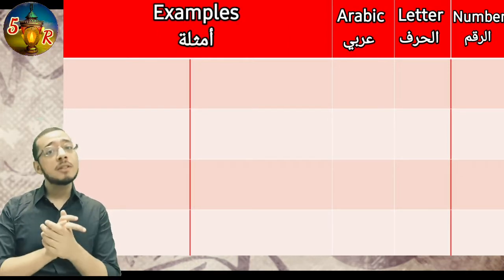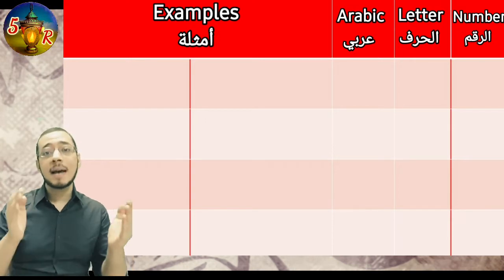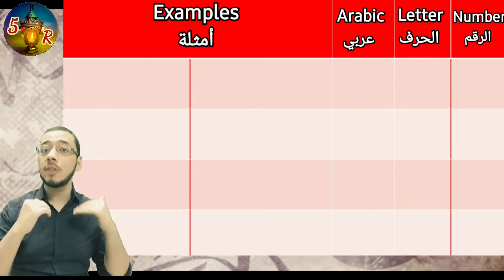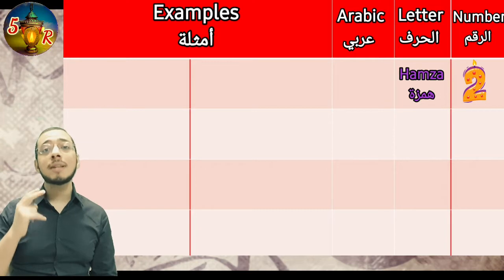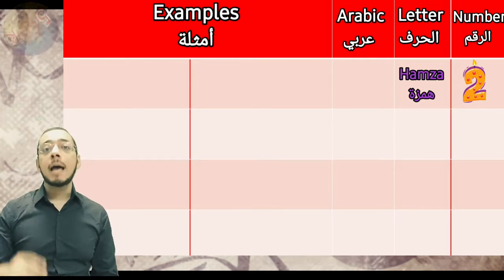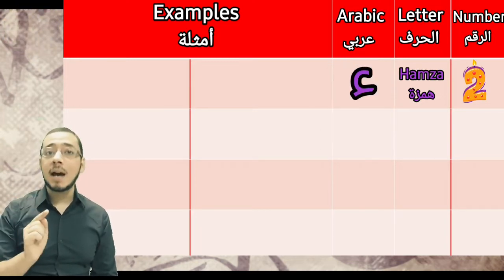Right, first of all, there is no number one. You will never find a word that has number one in it. We always start with number two. Number two is called Hamza. Hamza. And Hamza will look like this in Arabic.